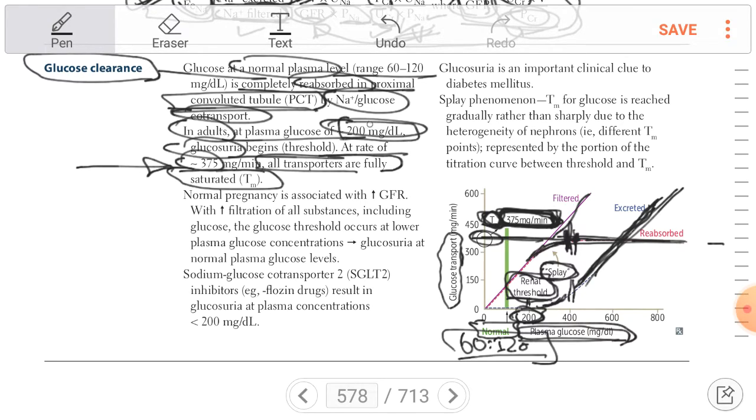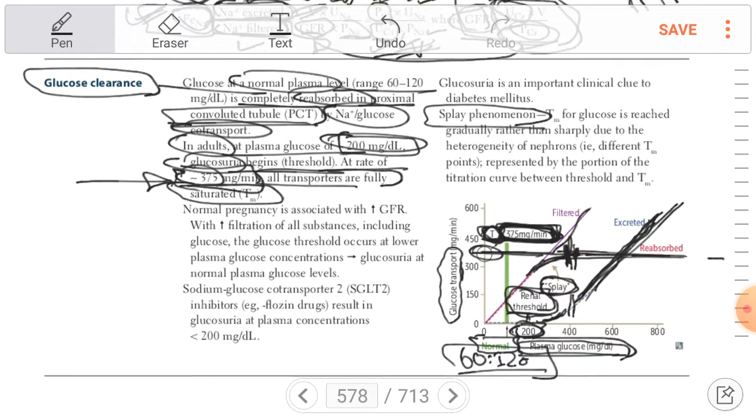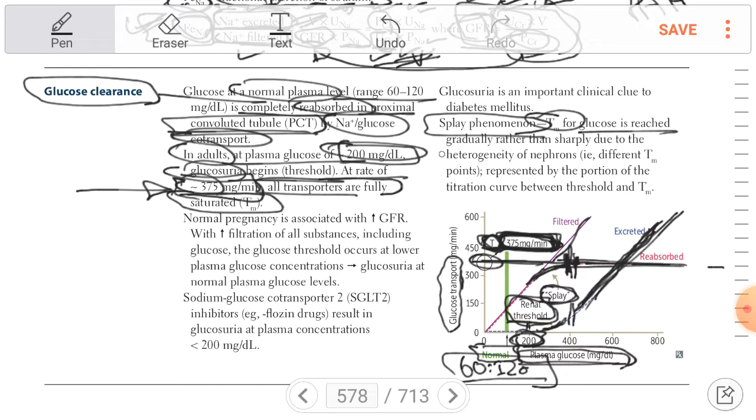So there is transition from 200 into 375. Some receptors are saturated, others are not saturated. So this is called what? Splay phenomena. So TM for glucose is reached gradually rather than sharply. Sharply means if you reach the renal threshold, then there is no reabsorption. So it's not happening. It's not right. Gradually means what? Some receptors are saturated and others will not be saturated during the splay phenomena, during the transition from 200 into 375. So it's gradual.